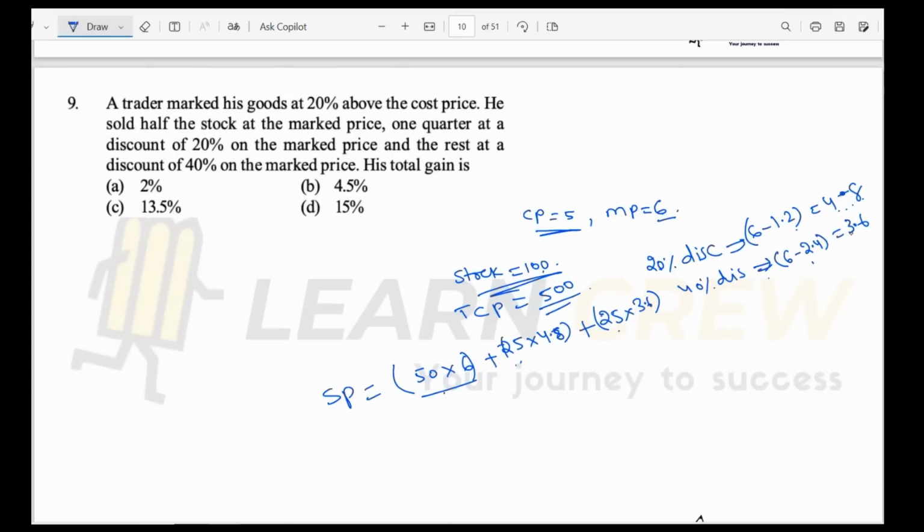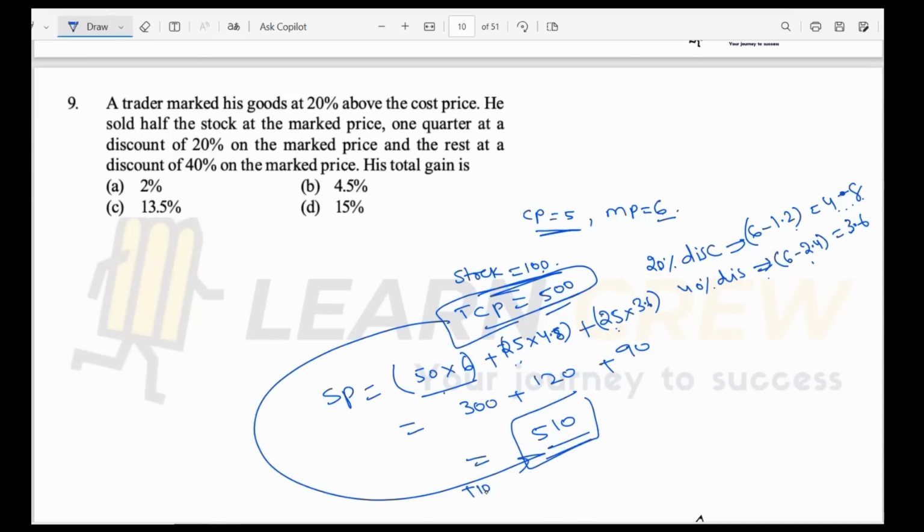So at 3.6. If you see here, 50 into 6 is 300. 25 into 4.8 is how much? 120. 25 into 3.6, how much? 90. So how much are you going to get? 510. So 500 is the cost price. 510 is the selling price. On 500, there is 10 profit. He's asking for profit percentage. So for 500, if there is a 10 profit, for 100, how much profit? 2 profit. Yes or no?